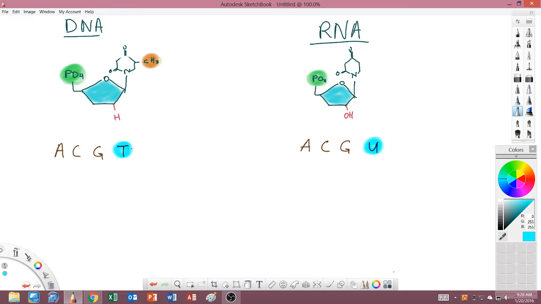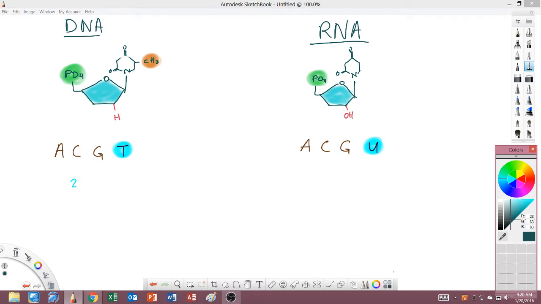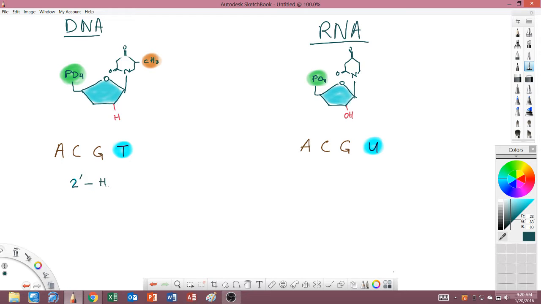Now, if you think about it, T comes before U alphabetically, and D comes before R. DNA has to have T, RNA has to have U. A lot of things make sense alphabetically, just for you to remember. So that's one difference. Second difference, at the 2-prime position, DNA has a hydrogen group. At the 2-prime position, RNA has OH. Huge difference again. That was just for stability. Exactly. You want DNA to be more stable.